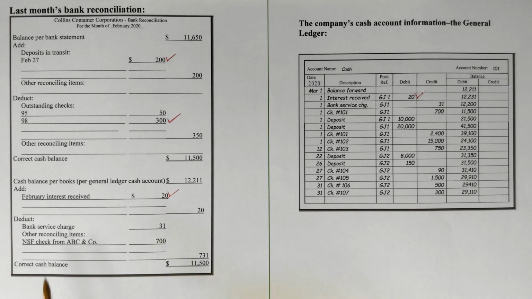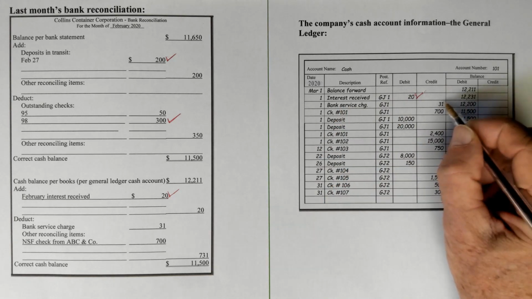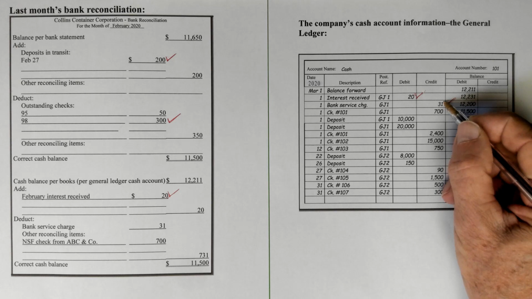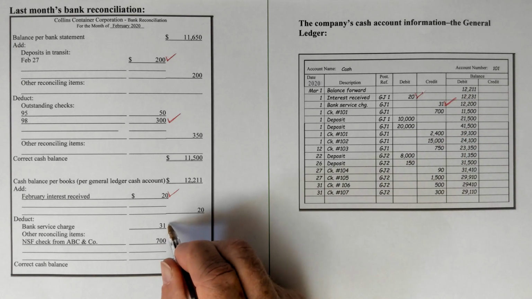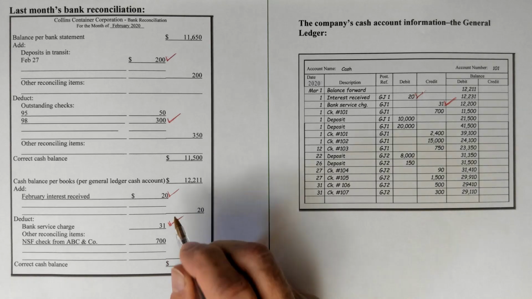Now, anything else that should have been added? Nope. Deductions. Well, we had a bank service charge. The bank charges a fee to do our banking, and in February, they charged a fee of $31. We did not record it in February, so let's see. Oh yeah, here we go. Bank service charge, $31. We recorded it, but we recorded it in March. No problem. $31, $31. So we're making sure the amounts match.